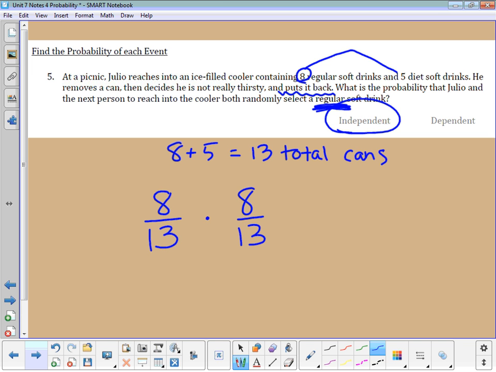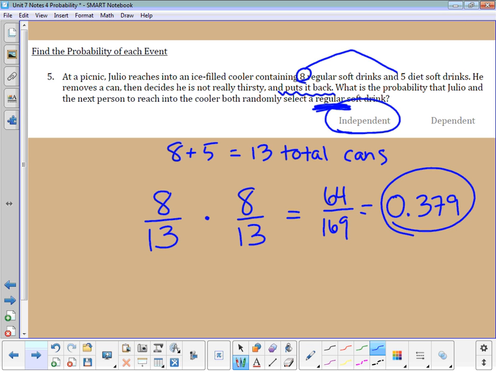So if I take these two and I multiply them together, that means I end up with 64 out of 169. Or you can write this as a decimal. Typically, we want to round these out to the third decimal place, so that would be 0.379 in this case. There's your probability.